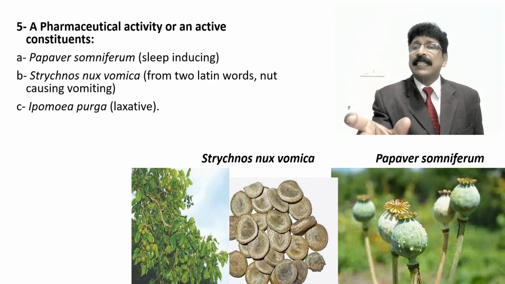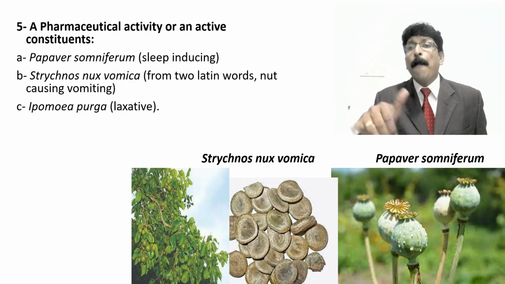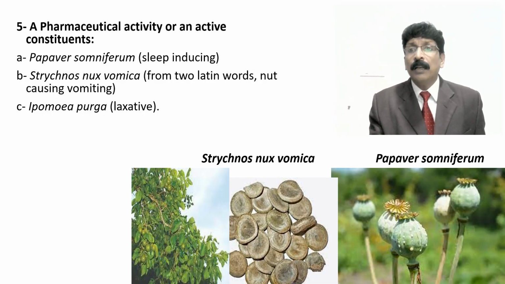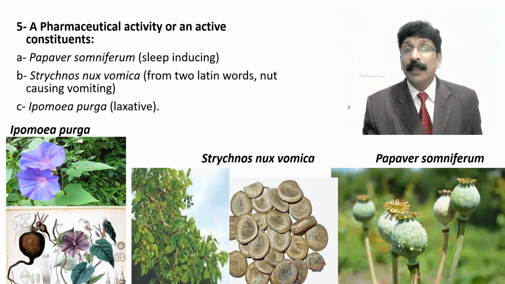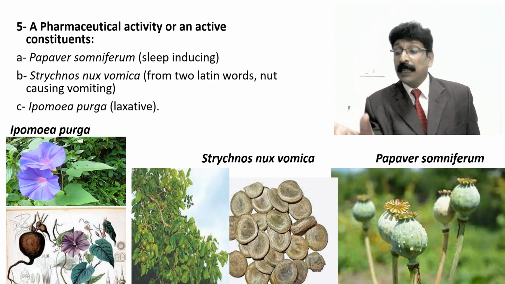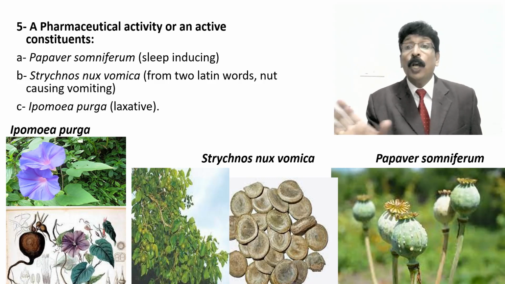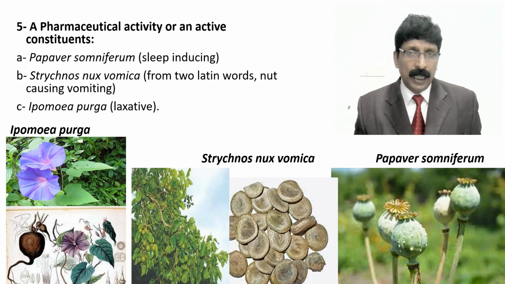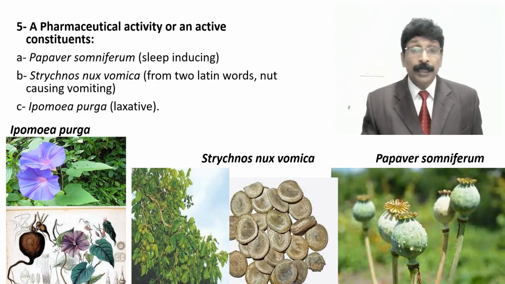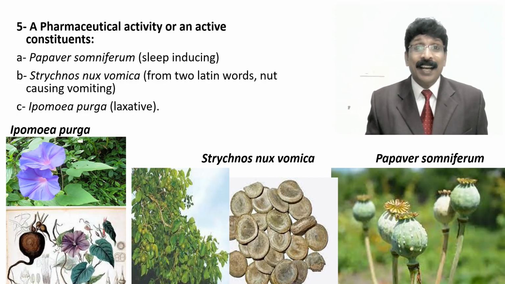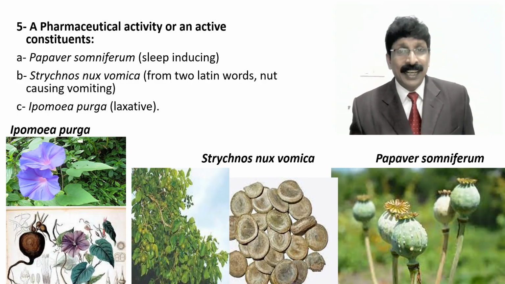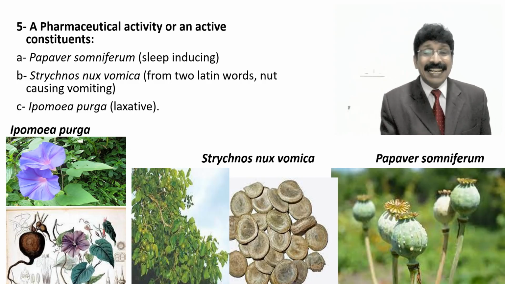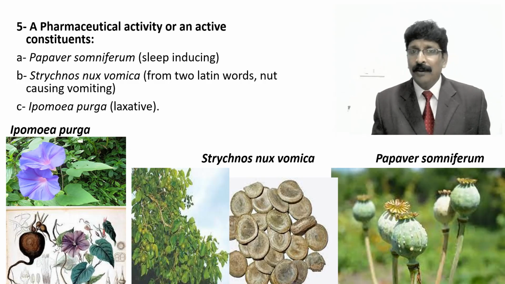The genus name is given. Ipomoea purga. Ipomoea purga means it's a root. This is the plant. Purga means purgative. In other ways, you can say laxative, purgative, cathartic, evacuation of the bowel, laxative effect, removal of constipation, difficulties in the GIT. So you can see the pharmacological action is also given as a name for the botanical source.